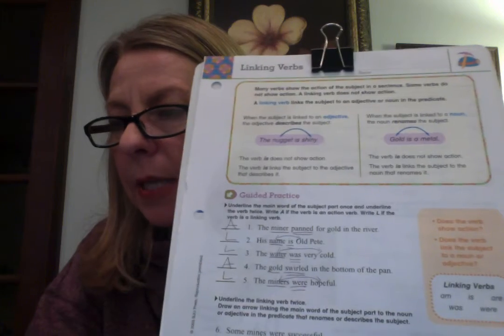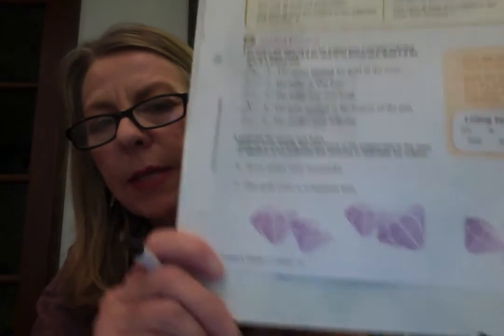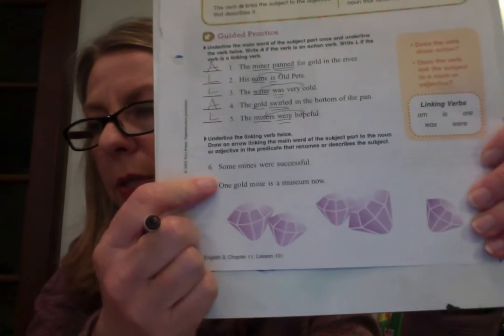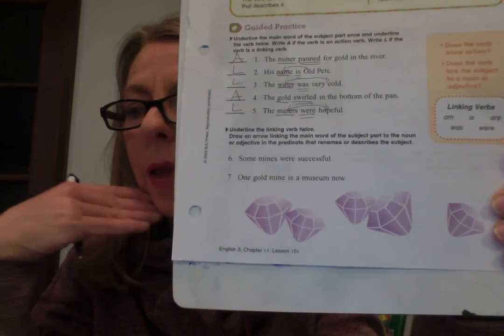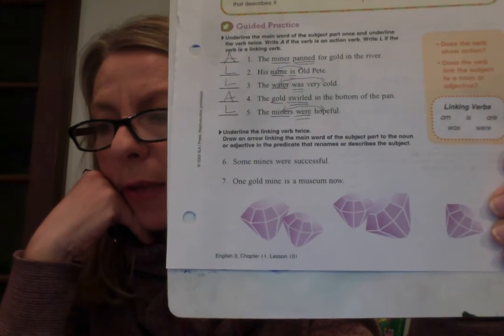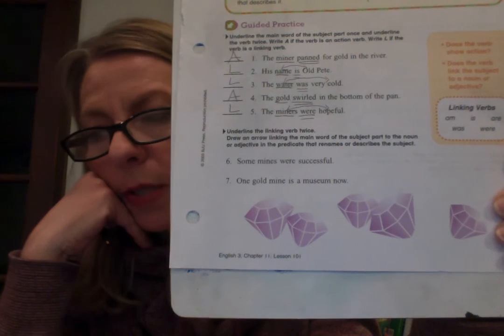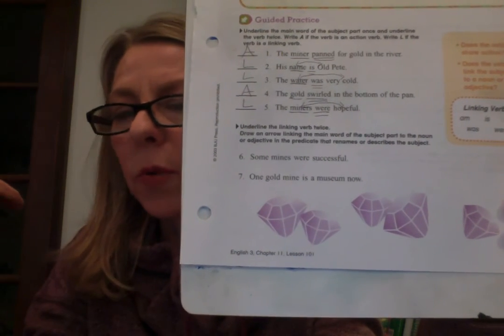Okay, let's look at the next couple sentences. So we're supposed to underline the linking verb twice, so we know that these are going to be linking verbs. And then we're going to draw an arrow linking the main word of the subject part to the noun or adjective in the predicate that renames or describes. Okay, so number 6, some minds were successful.